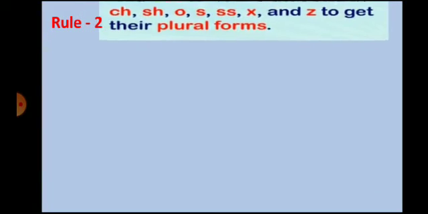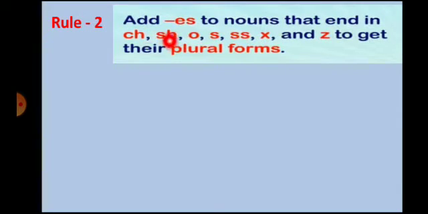Okay, children. Now, this is rule 1. Now, we will see rule 2. What is rule 2? If there is ch, o, s, x and z at the end of the noun, what will you do? You will add es to the noun to get its plural form. Okay, we will repeat. If there is ch, o, s, x and z, we add es to make it plural.